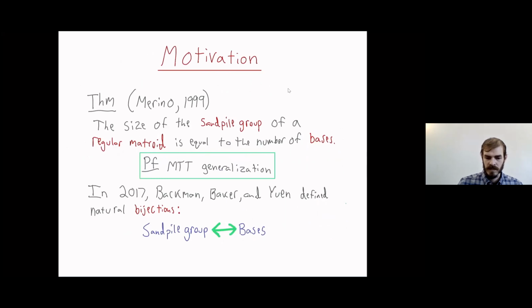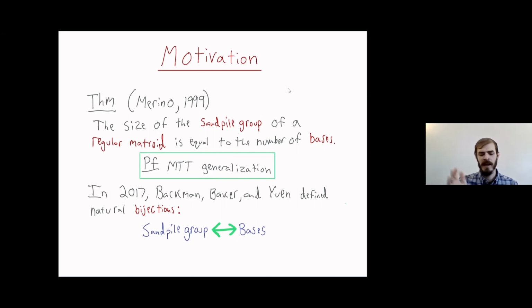So what is the motivation for this? I want to start with this result by Marino back in '99 that the size of the sandpile group of a regular matroid is equal to the number of bases. This is a generalization of a similar result on graphs and spanning trees, but you prove it using a generalization of the matrix tree theorem. And in 2017, Bachman, Baker, and Yuen defined natural bijections, or even free transitive actions, of the sandpile group on these bases. And this was presented at the first FPSAC I was at back in 2018 in Dartmouth.